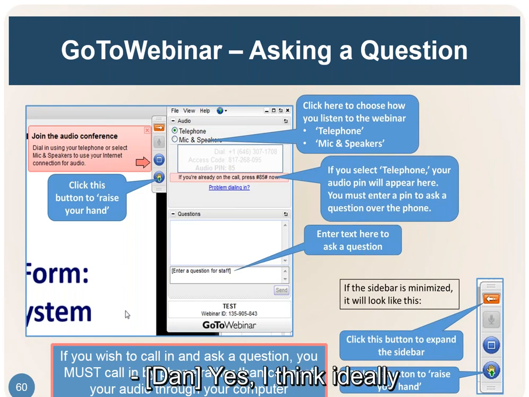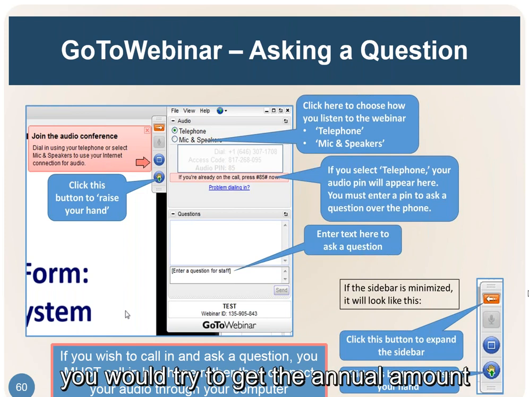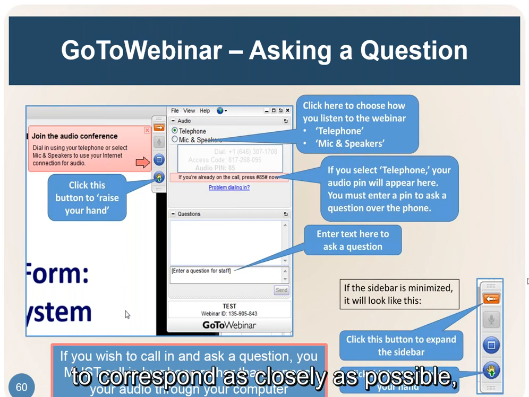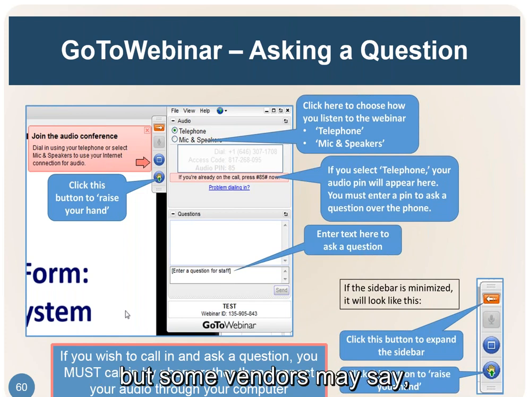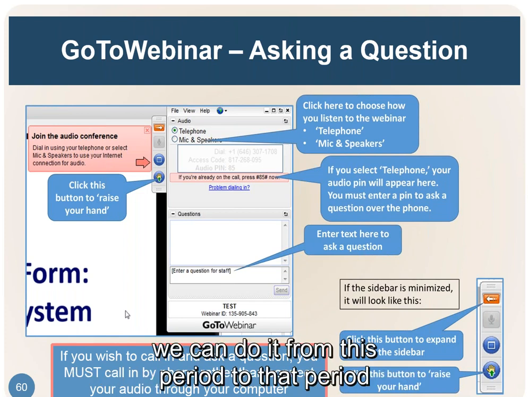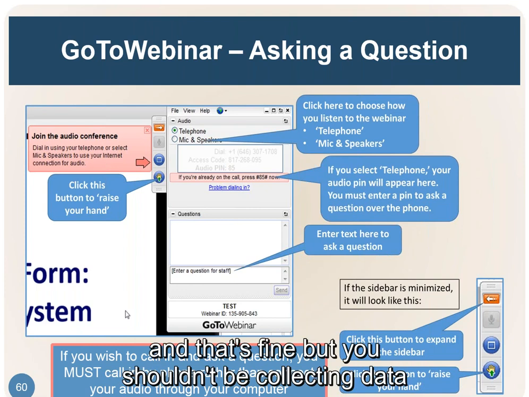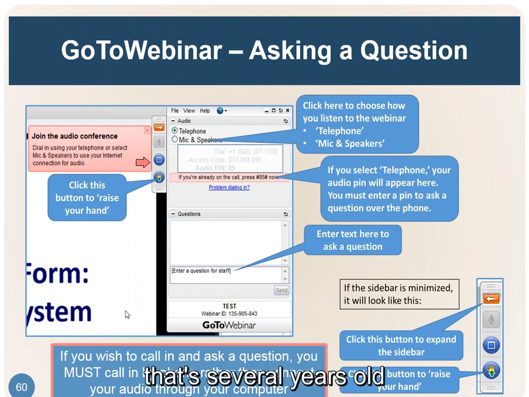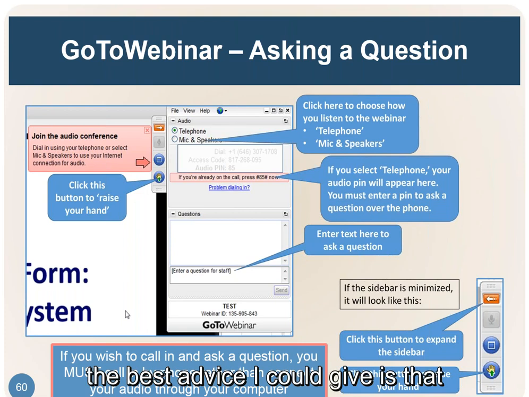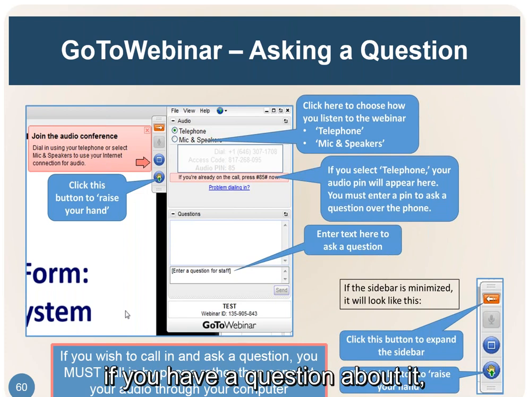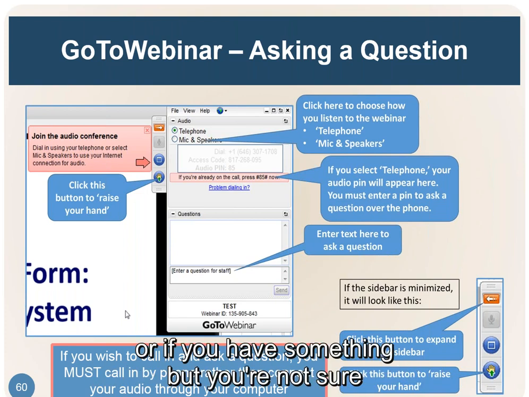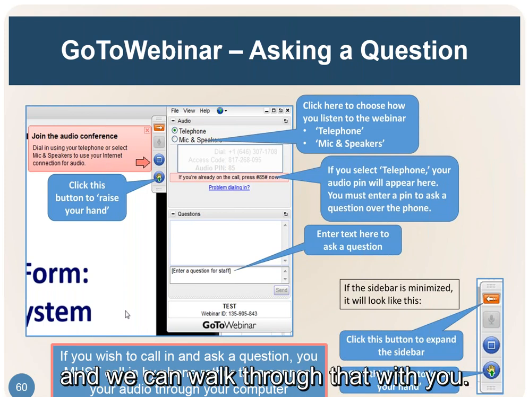Yes, I think ideally when you're reaching out to your vendors, you would try to get the annual amount to correspond as closely as possible. But some vendors may say we can do it for this period to that period, and it's a few months different, and that's fine. But you shouldn't be collecting data that's several years old. Lorraine, the best advice I could give is that if you have a question about it, or you're not sure if it's recent enough, give us a call and we can walk through that with you.